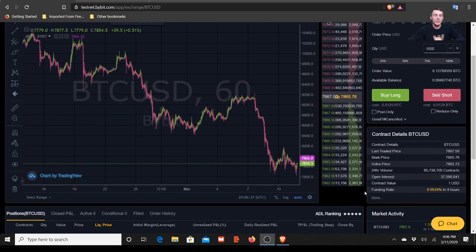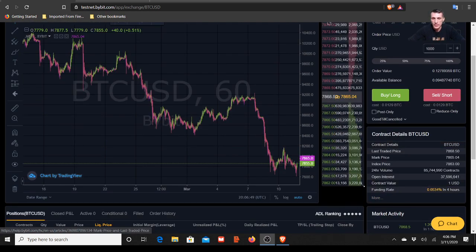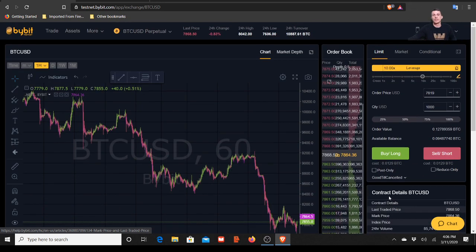Let's see here. We're going to talk about Bybit TestNet today. It's the same as the regular Bybit exchange, but I'm showing this here because I recommend that if you're a new trader that you start out here. Risk play money, get used to the UI before you actually start using real money or real Bitcoin.